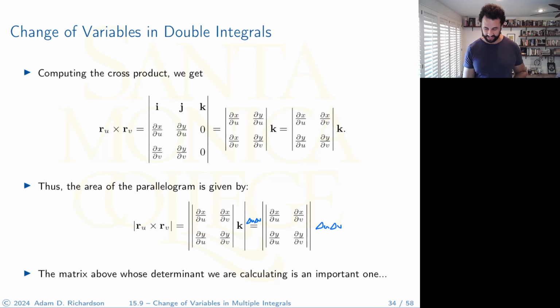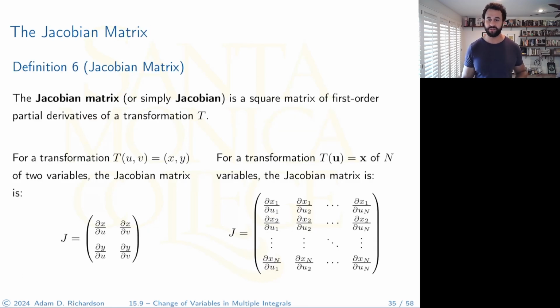Now, this matrix might seem like it's important because it is. This is a very important matrix. Notice it's basically a matrix that consists of the first order partial derivatives. So this matrix is what's called the Jacobian matrix, or sometimes simply the Jacobian. The Jacobian is a square matrix of first order partial derivatives of some transformation T. So for two variables, it looks like this.